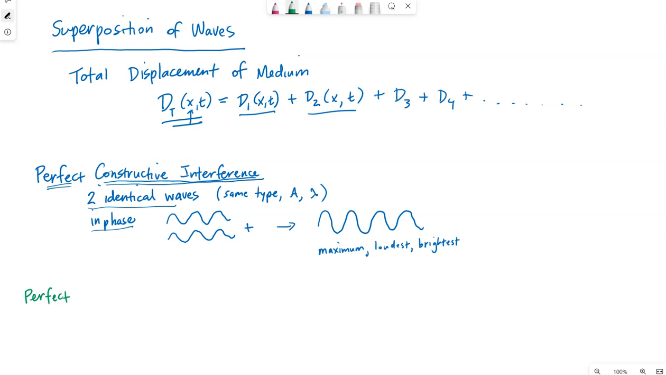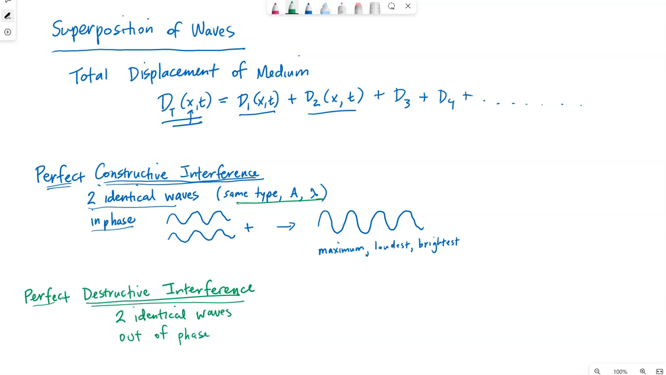Perfect destructive interference, and again, interference. We often drop the word perfect and just say destructive. It does also require two identical waves, or more than two, meaning same type of wave, same amplitude, same wavelength. But these have to be out of phase. What we mean by that is wherever one has a peak, the other one has a trough.